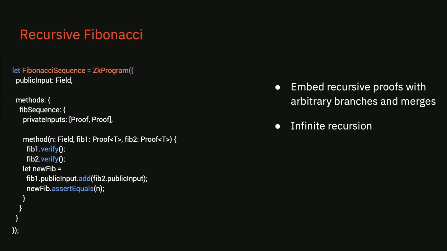Here, we're defining a method called fibSequence. What ZkProgram wants is for you to fill in this methods object, and it's similar to how we were defining methods for a smart contract. So we define this method called fibSequence, and it takes in n, which is similar to what we were doing before. And then it takes in these two proofs here. The idea is that we're going to use these two proofs to build up a new state and then build a new proof on top of that.